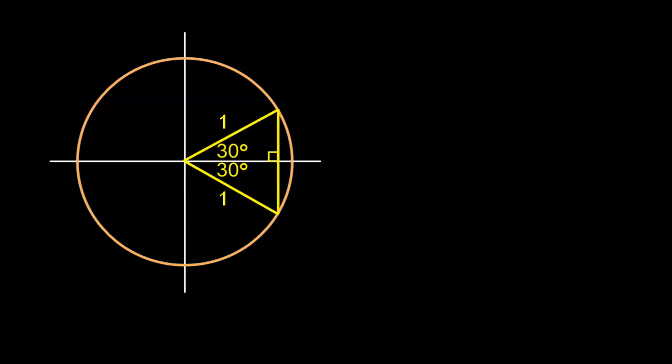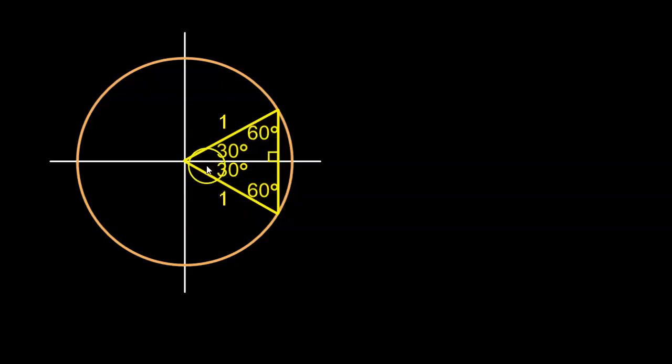So I'll drop the vertical to create this triangle. Now here's the thing. I know that if this is 30 degrees in a right triangle and this is 90, then of course to add up to 180, the other angle would have to be 60 degrees.